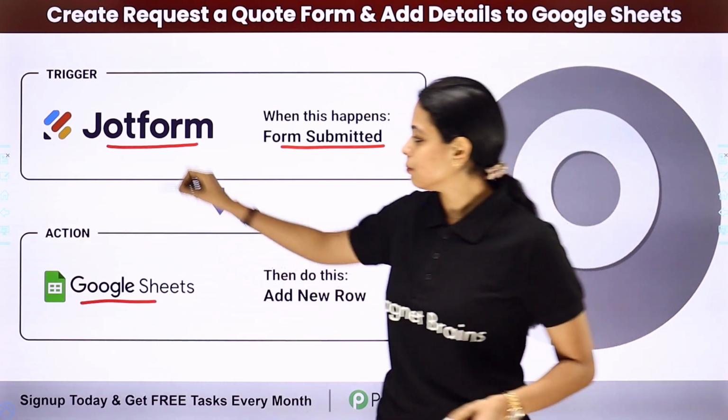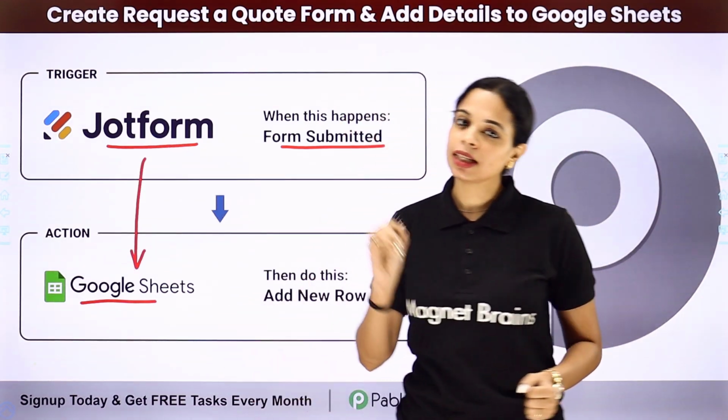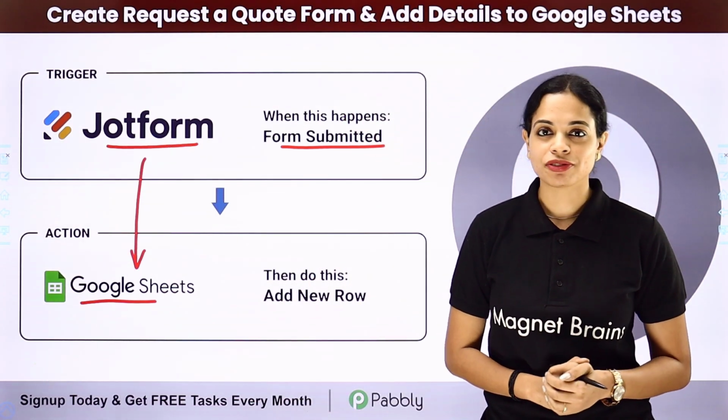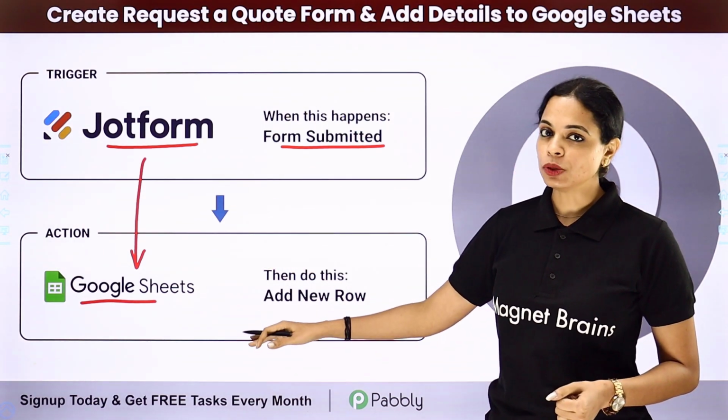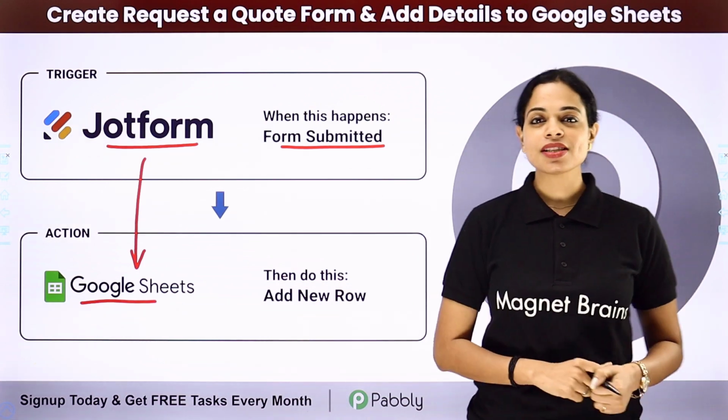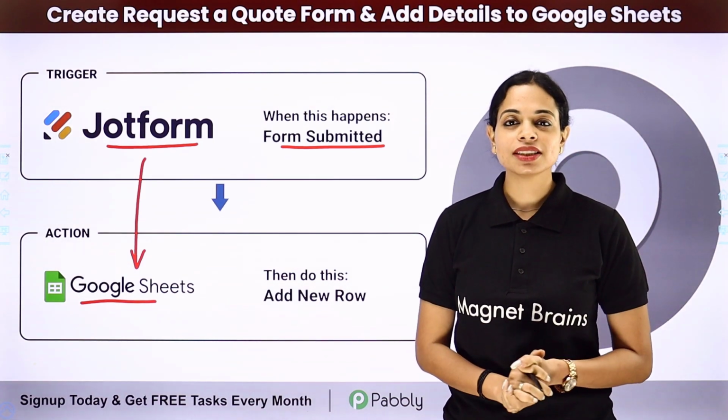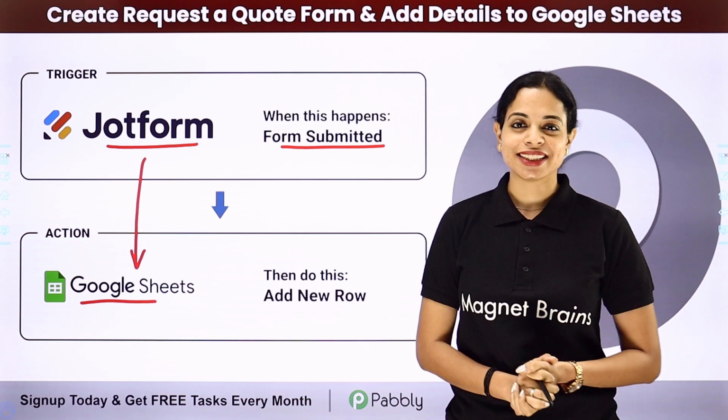Now this can be done by integrating the two applications, and the same thing can be done using Pabbly Connect software. Here your trigger application would be Jotform and your action application would be Google Sheet. Now how can you integrate and automate this entire process yourself? To understand that, let me take you to my screen.